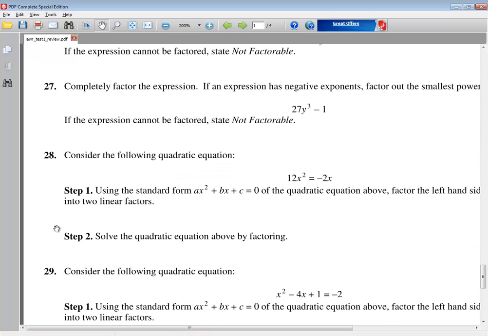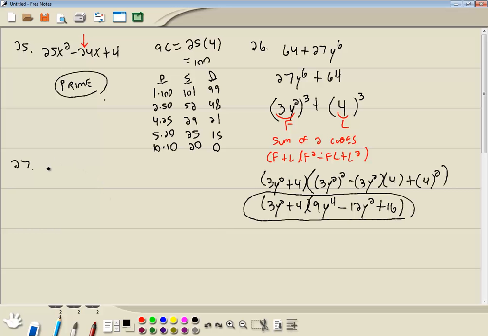27. We got 27y to the third minus 1. Okay, GCF, there isn't any. Groupings, 4 or more terms, no. PST and key number, both 3 terms, no. Difference of 2 squares, 2 terms, minus between it. That works. But if we try to rewrite it as something squared minus something else squared, there's no way you can rewrite 27 as something times itself.